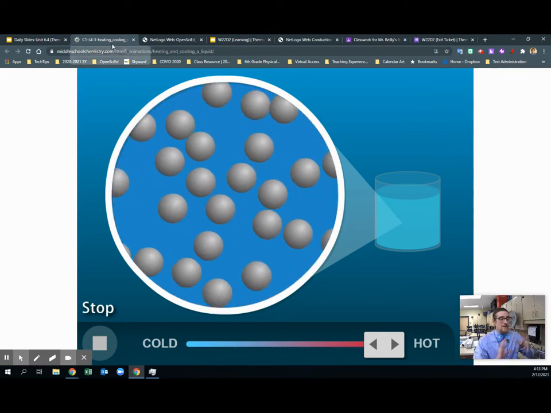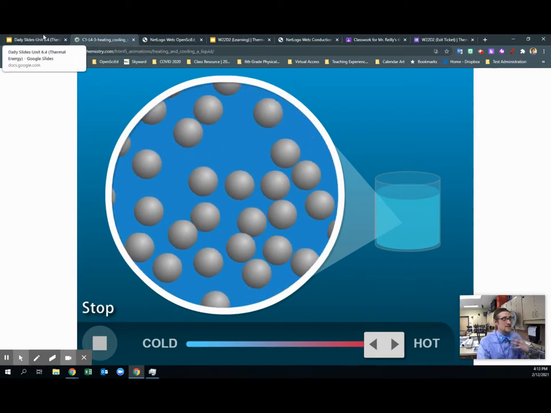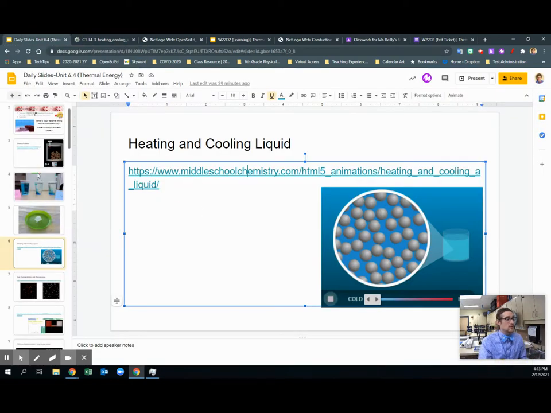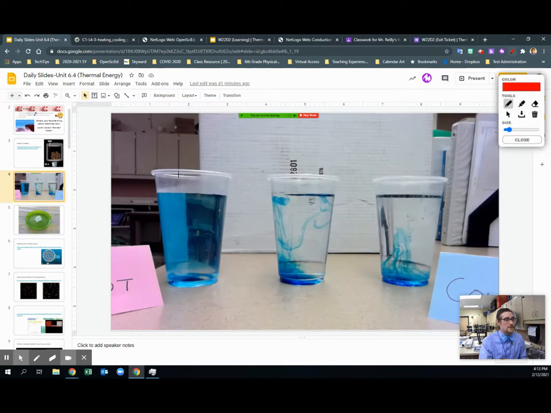When it gets very hot, these particles are moving around so fast that they're colliding with everything. And one of those things they collide with, of course, is going to be this watercoloring. So as that food coloring comes in, as these water particles are going this way and that way, all these different directions, they're going to bump into those drops of dye and cause them to spread around a lot.